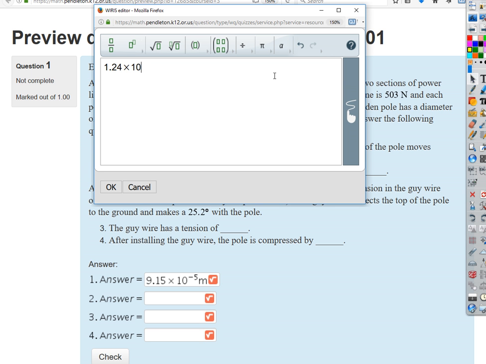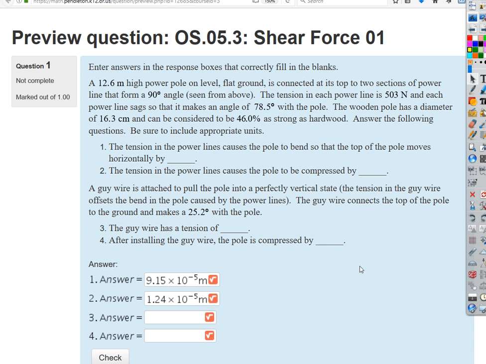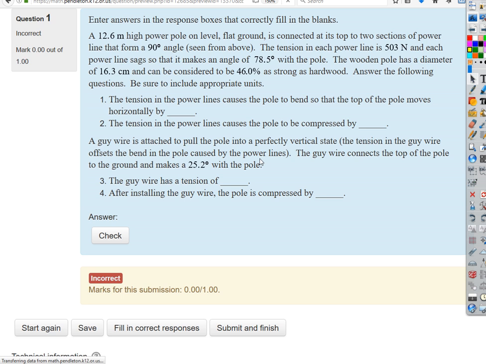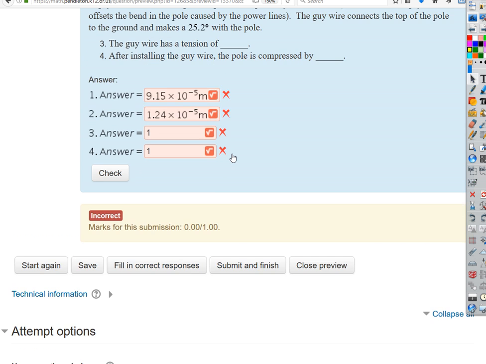Times 10 to the negative 5. That was meters. Okay, so we check that and just see. I'll put in some dummy answers here, and we'll just see if we got those parts right. Oh, no, we got nothing.